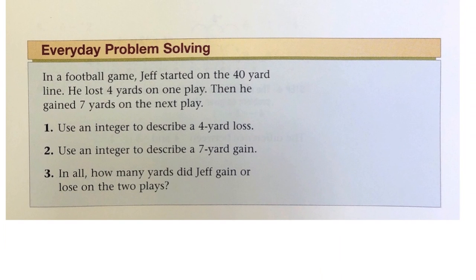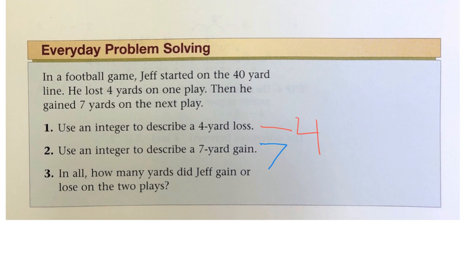We can make this a little more real. In a football game, Jeff started on the 40-yard line. He lost 4 yards on one play. Then he gained 7 yards on the next play. So use an integer to describe the 4-yard loss. So that would look like -4. Use an integer to describe the 7-yard gain. So that would just be a 7.